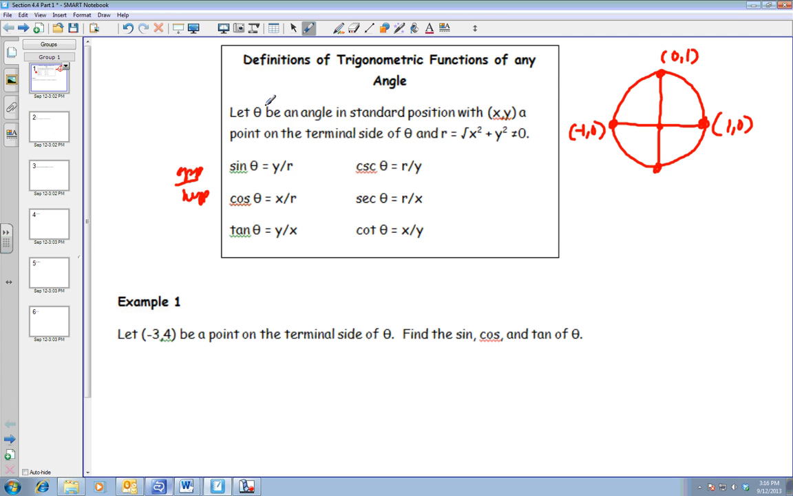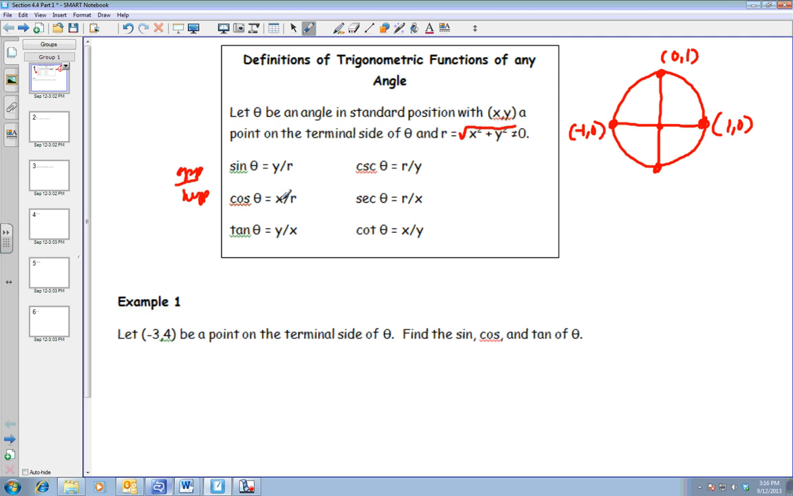And so they're saying let theta be an angle in standard position with x, y a point on the terminal side of theta, and our radius equals the square root of x squared plus y squared. Okay, I'll show you what that means in a minute. Basically, they're just saying that we can draw our triangle in standard position, and the hypotenuse will be the same thing as our radius. Okay, so we know that sine theta is y, and now they're going to say that's the same thing as y over r.